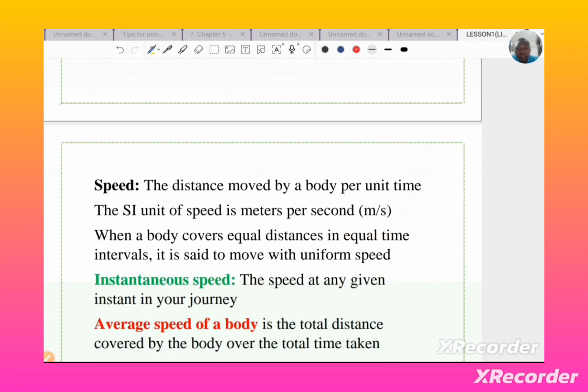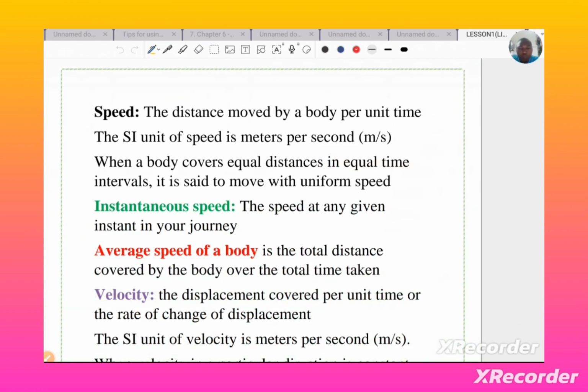I hope that you have understood the difference between distance and displacement. Let's continue with the speed. What is the speed? The speed is the distance moved by a body per unit time. Its SI unit is meter per second. Now, when a body covers equal distance in equal time intervals, it is said to move with uniform speed.